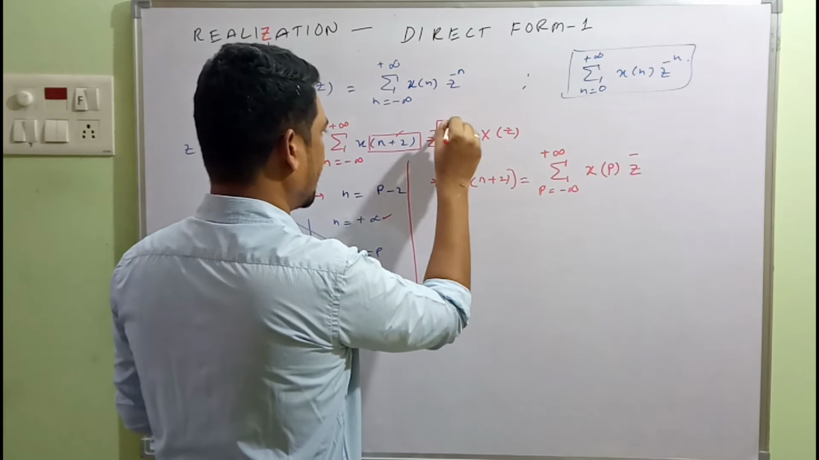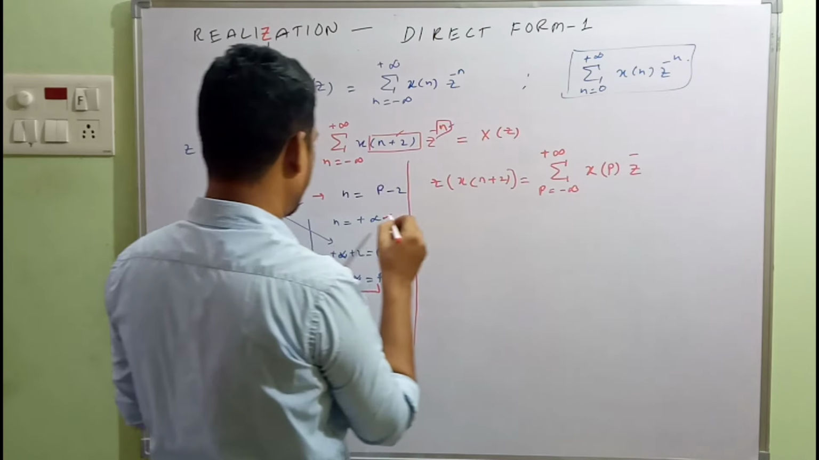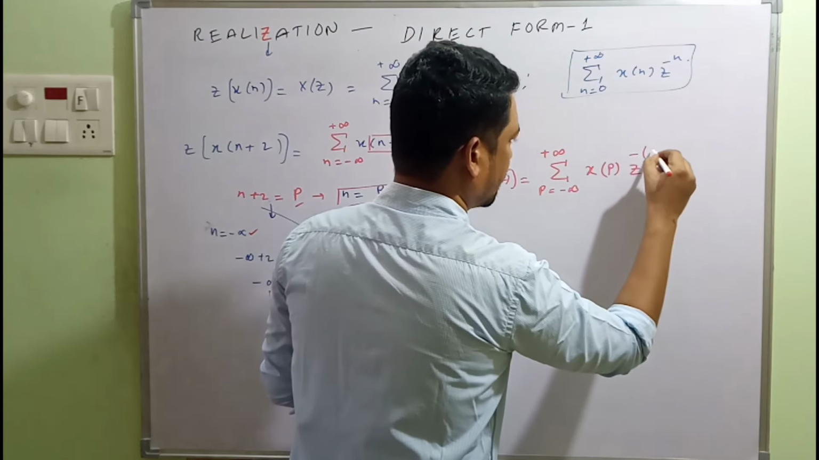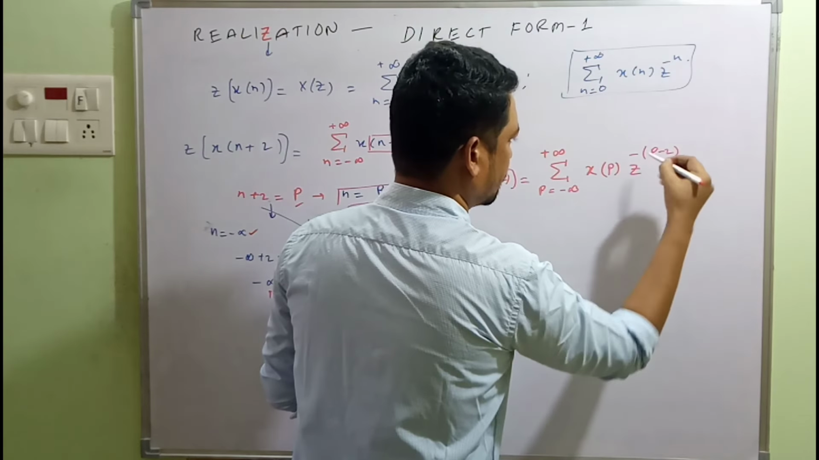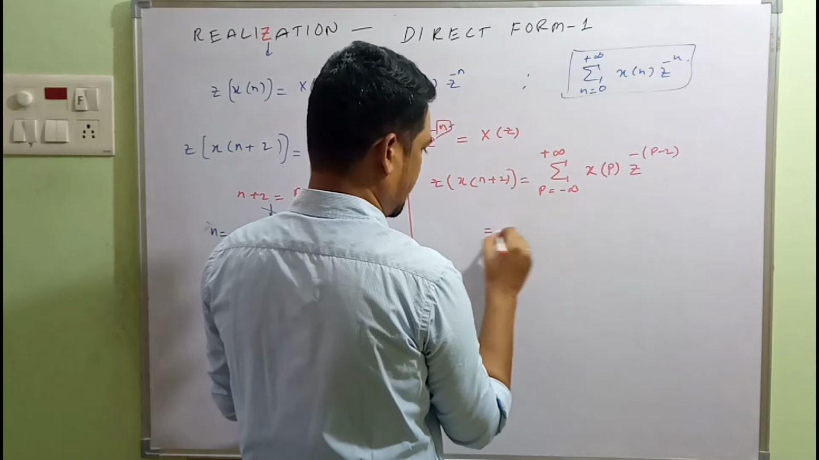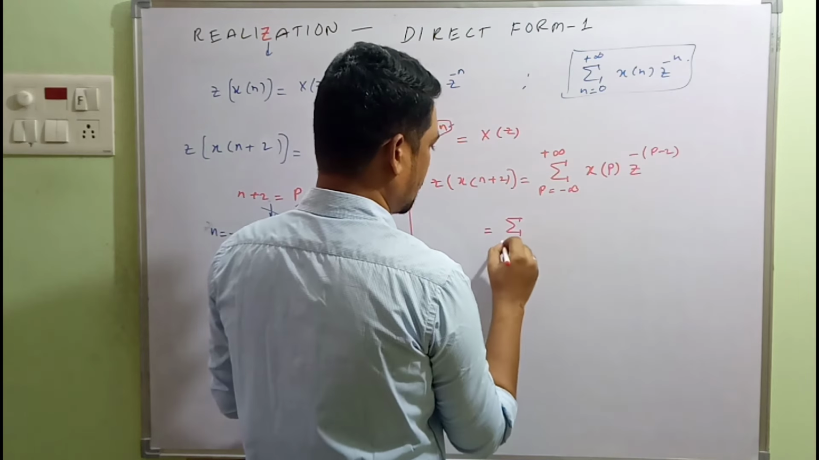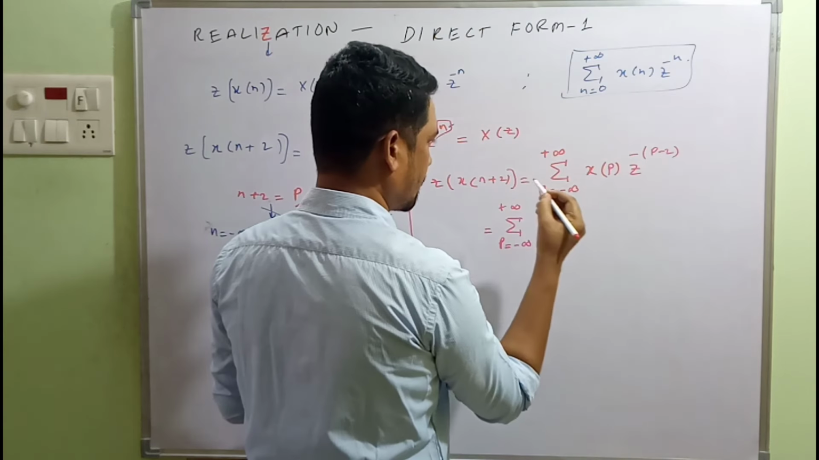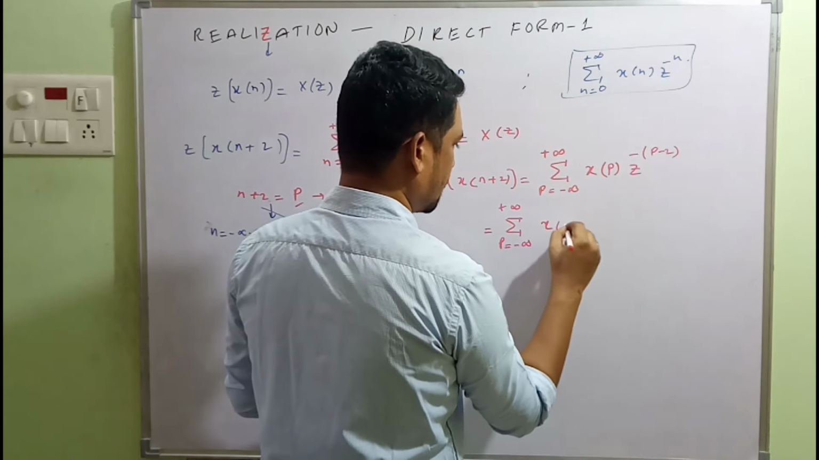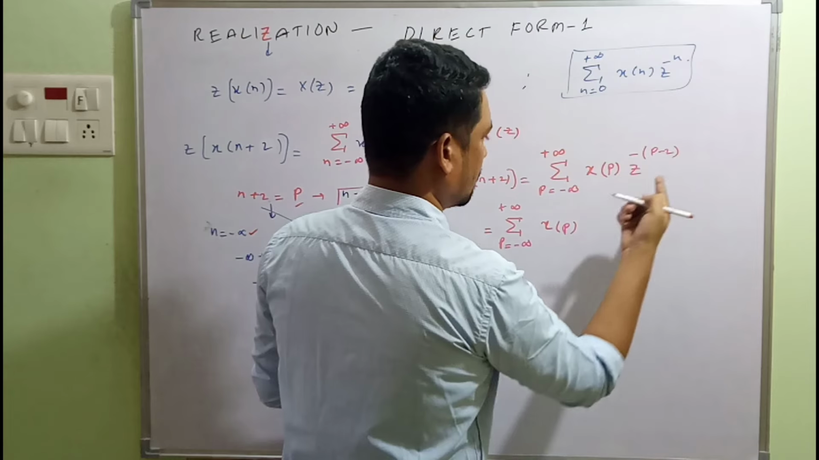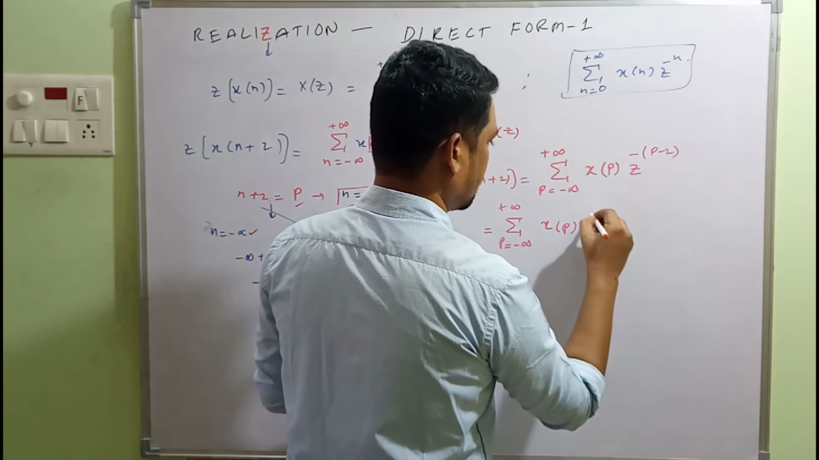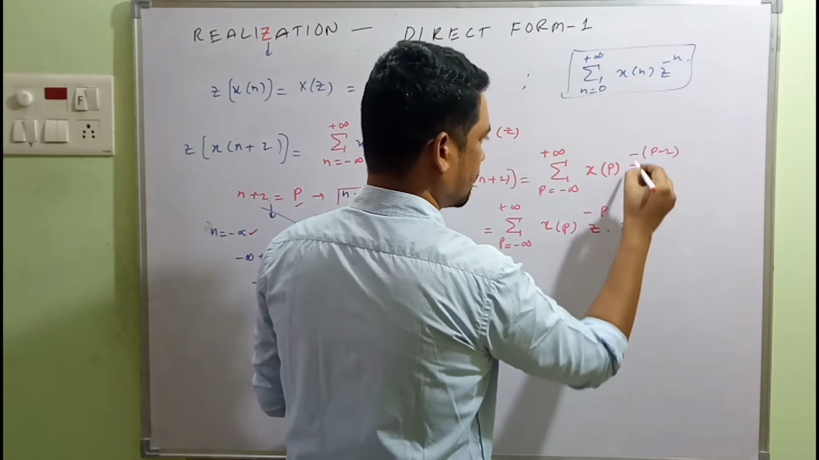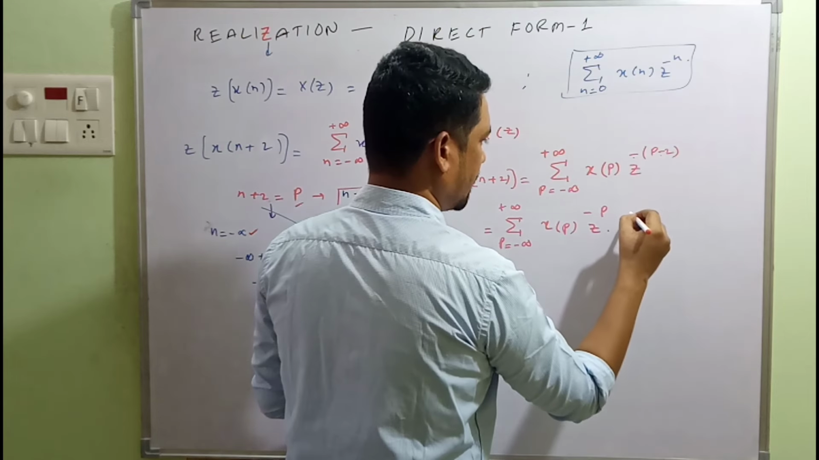Here this n, we have that negative over there, n can be plugged in with p minus 2. So going ahead, it's the summation p equal to minus infinity to plus infinity of x of p, and this could be written as z raised to minus p, into z raised to negative into negative, that will be positive.